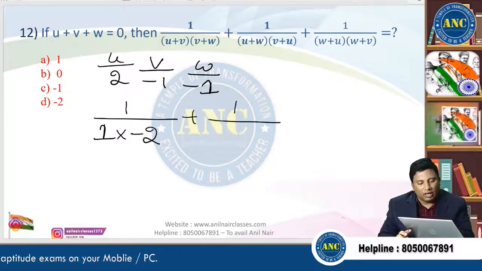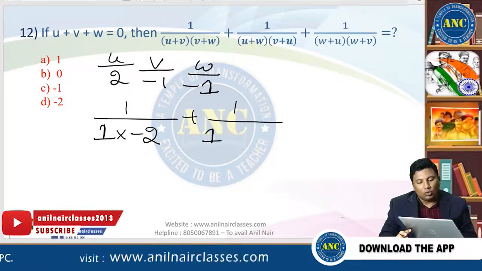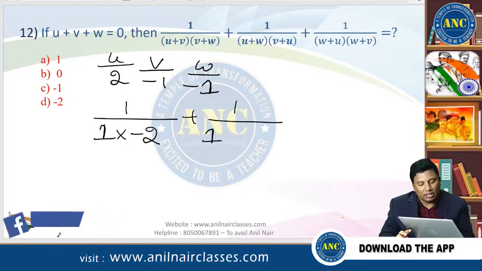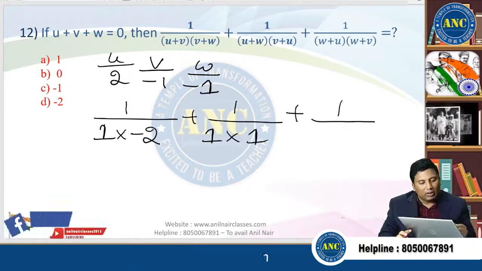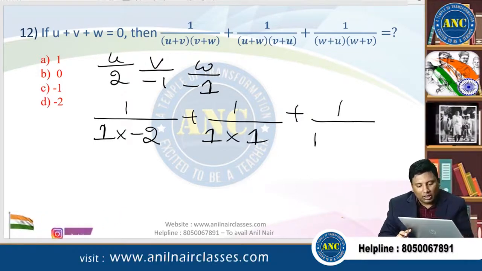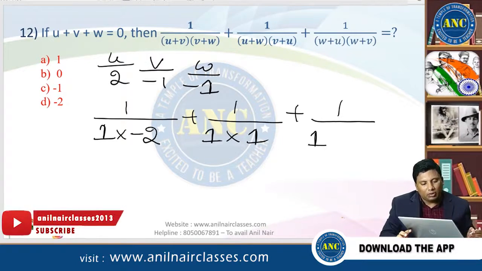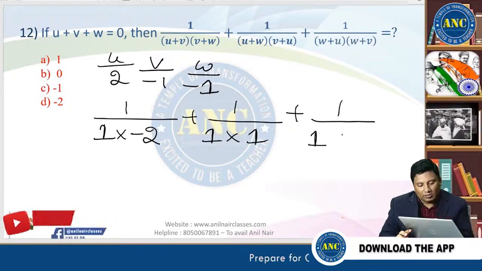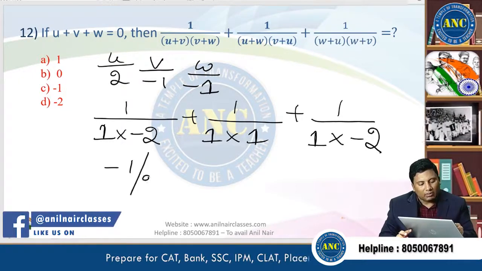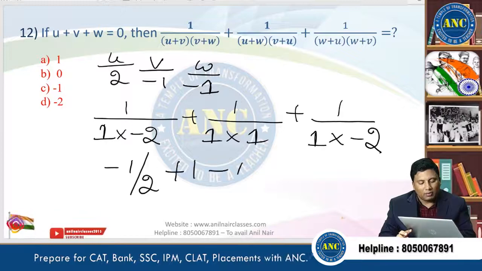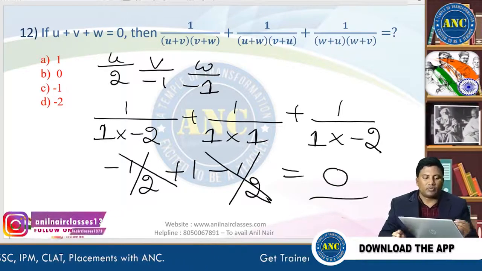Plus 1 by u plus w, 1. v plus u, u is 2 minus 1, 1. Plus 1 by w plus u, 2 minus 1, 1. w plus v, it is minus 2, which is minus 1 by 2, plus 1, minus 1 by 2, minus of 1, 1 plus 1, 0.